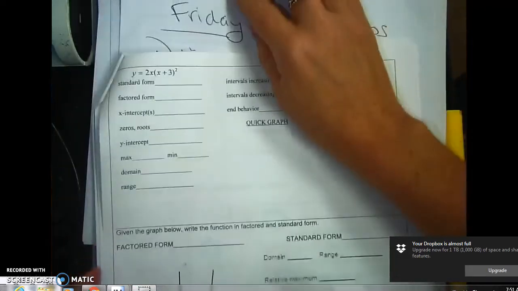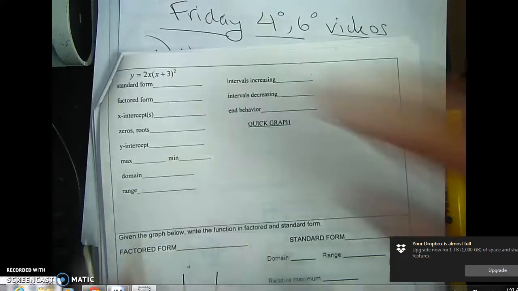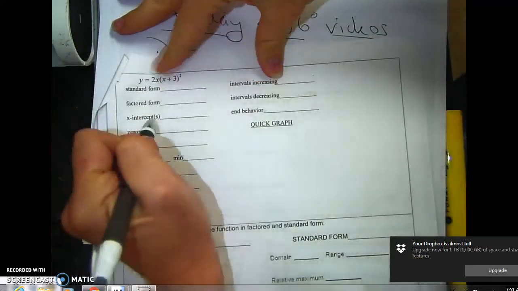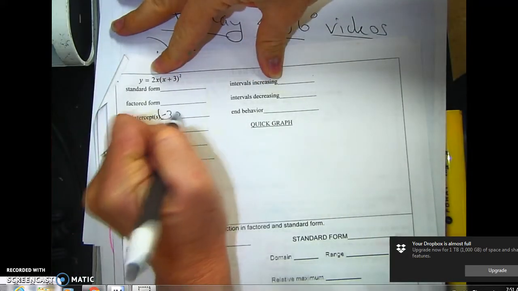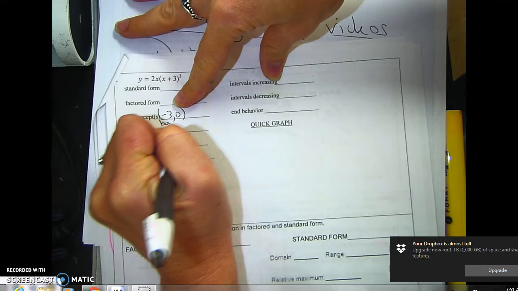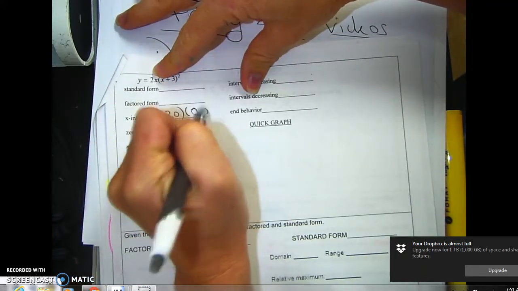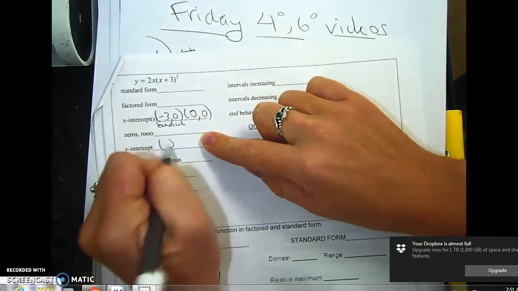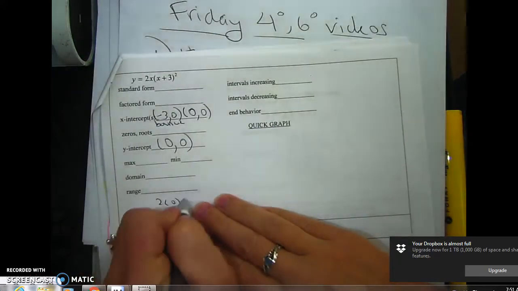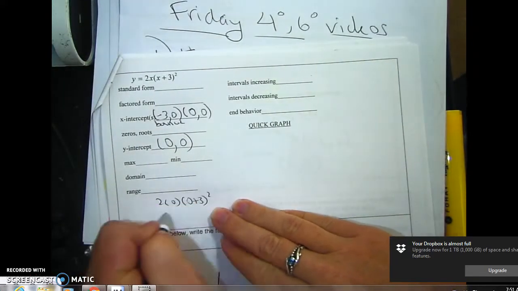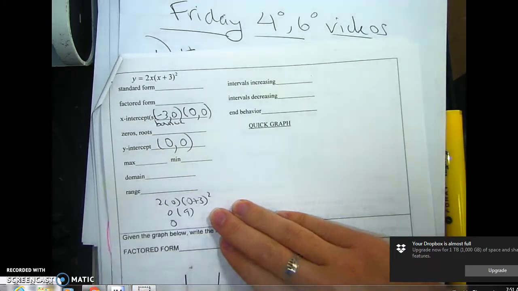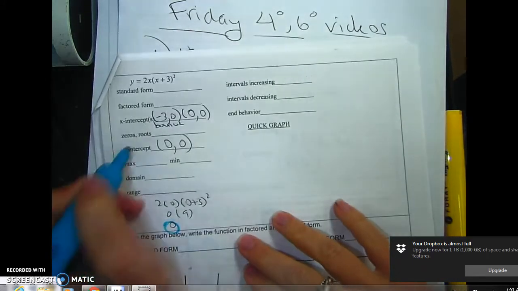Okay. We're going to play the same game for this one. So the x-intercepts are at negative 3, 0, but there's going to be a bounce, and at 0, 0. Which means if I know the x-intercept is 0, 0, I know the y-intercept is 0, 0, but I'll just show my work anyways. 2 times 0, 0 plus 3 squared. 0 times anything is 0. There's my work for the y-intercept.